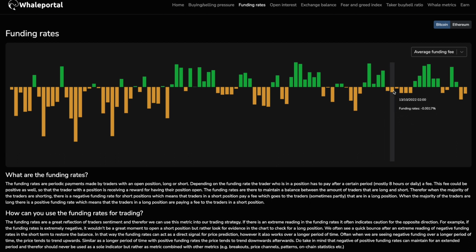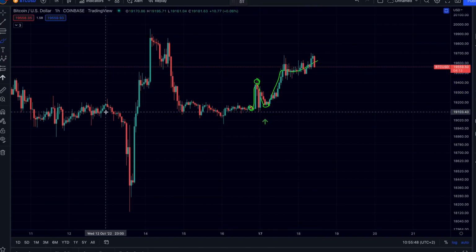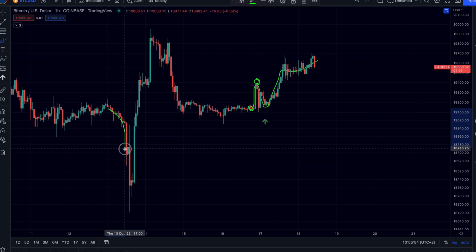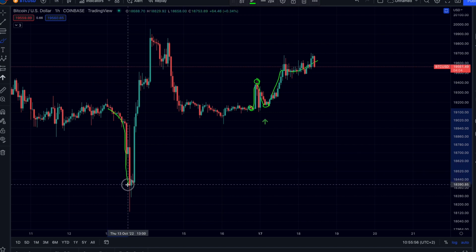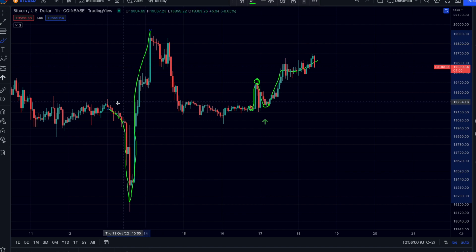This is the 12th of October, actually the end of the 12th of October, beginning of the 13th of October, going on till the 14th of October. We had a period of negative funding rates, and what we can see in the price action is the following. It was at the end of the 12th of October right here when the price actually went down with negative funding fees. And eventually we did get a massive bounce and the price retraced to much higher levels.